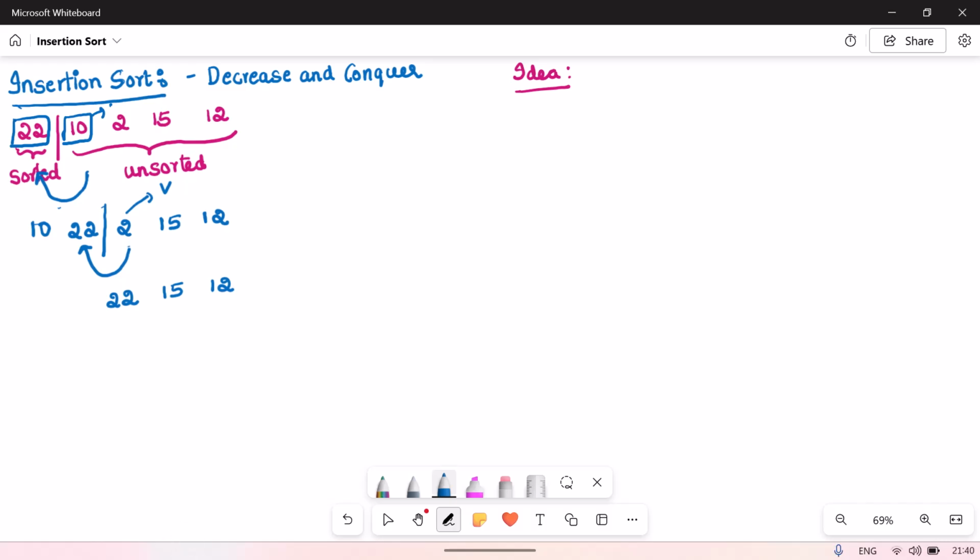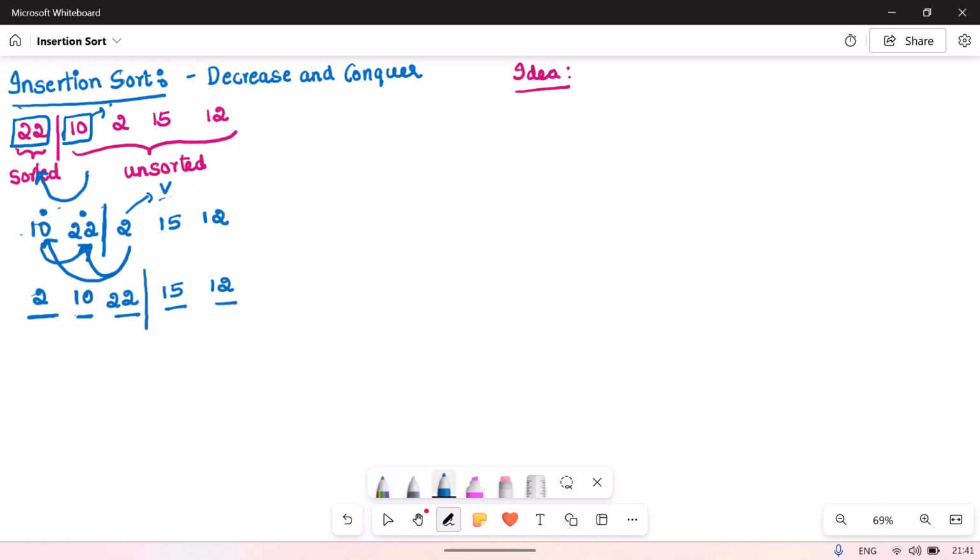Then again, this 2 will be compared with the element next to the one we have compared. Initially we compared with the rightmost element, then we take the next rightmost element and compare it with that. Then we bring it to the position of this 22. So 10 will come here. So this is 10, 22, 15 and 12. This position will automatically be taken by 2. So 3 elements are sorted.